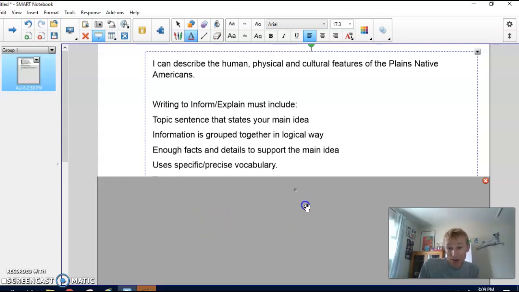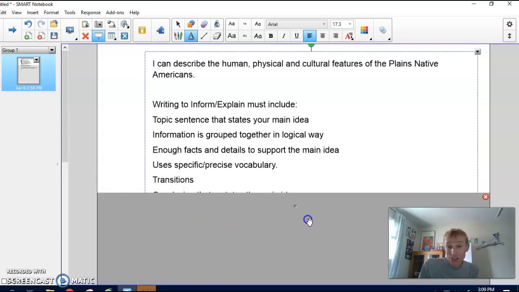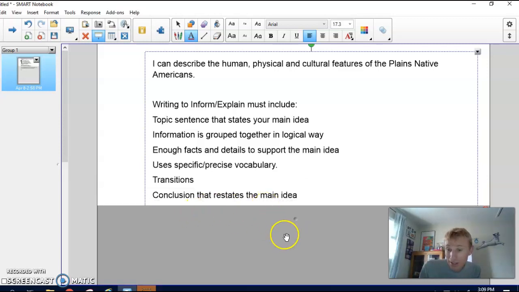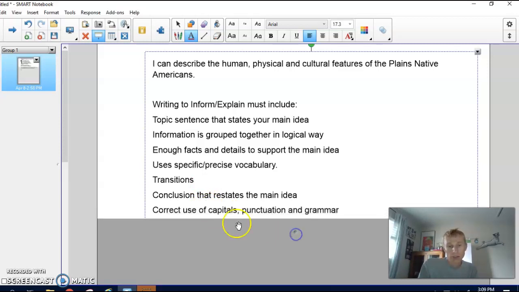And then at the end of our paragraph, you guys all know that, oh, we need transitions. We need to tie those together, right? We need a conclusion that restates that main idea. With our transitions, we definitely want to have ones that connect our ideas, like to begin with, for example, another way, in conclusion, overall, things like that. You guys know all these transitions. And then, of course, correct capitals, punctuation, and grammar. Okay, we've been focusing on that this week, so you guys need to apply what you've learned to your writing.